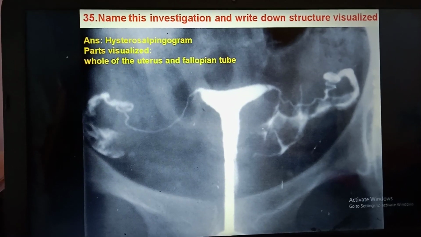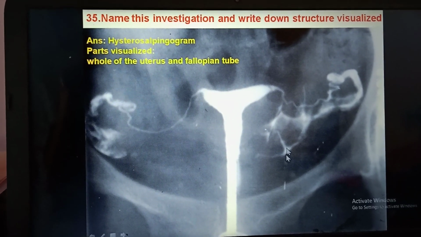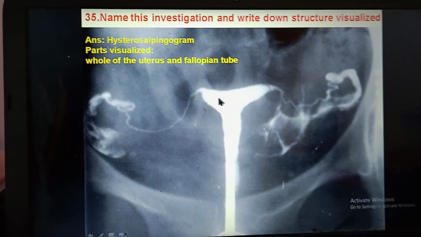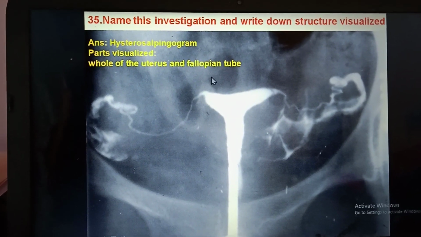Name this investigation and write down the structures visualized. This is a hysterosalpingogram, and liquid containing iodine is introduced within it, and the parts visualized are the whole of the uterus and the fallopian tubes.